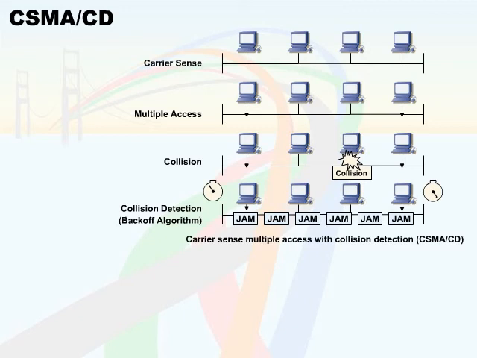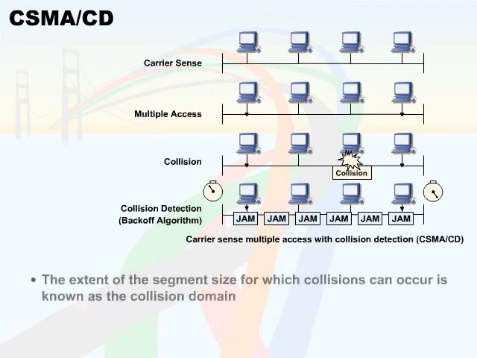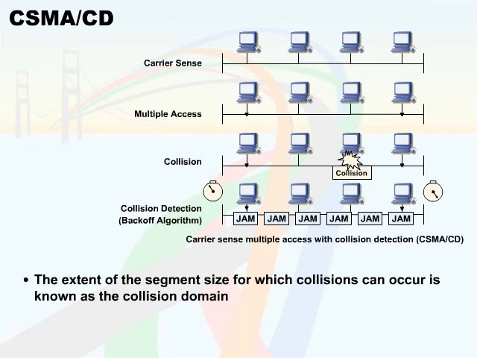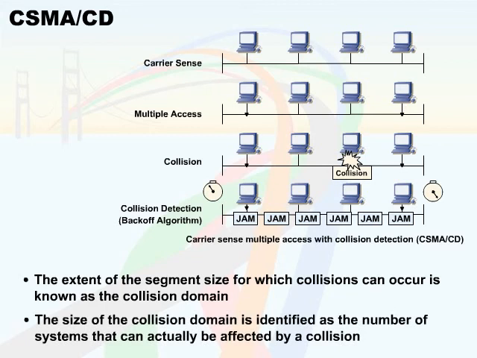But the more systems you place on an Ethernet network, especially in half-duplex mode, the higher the likelihood that we're not going to have clear lines to transmit, or the lines are going to be very congested, and that we are going to have a lot of collisions. The extent of the segment size for which these collisions can occur is what's known as the collision domain. The size of the collision domain is identified as the number of systems it can actually affect by a collision, because if they are all on the same collision domain, they are all seeing the same collision. Therefore, we can have significantly reduced efficiency, significantly reduced data throughput on each and every network.